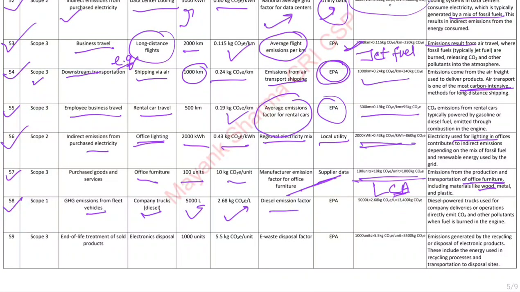Scope 1, GHG emissions from fleet vehicles, company trucks using diesel, what is the quantity of diesel used, emission factor, which is coming from EPA. So diesel powered again combustion, CO2 emissions and other pollutants where fuel is burned in the engine.